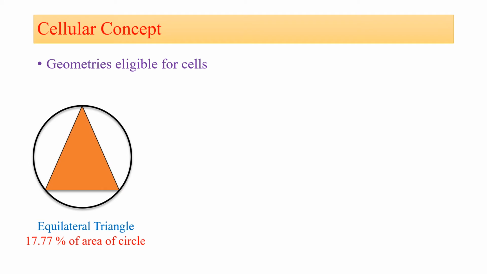Suppose instead of a hexagon you are using an equilateral triangle, then it covers only 17.77% area of the circle. This means the area of coverage is very minimal for the equilateral triangle. If the cell shape is an equilateral triangle, it will cover only 17.77% area of the circle. That's why an equilateral triangle is not suitable as a cell.